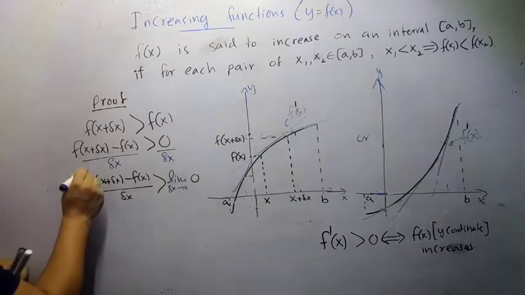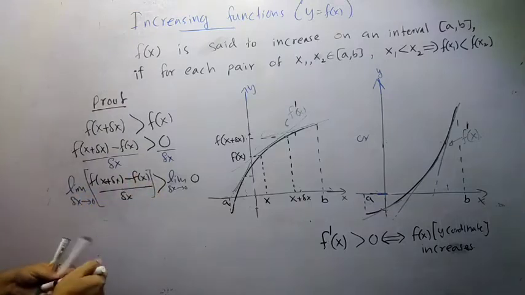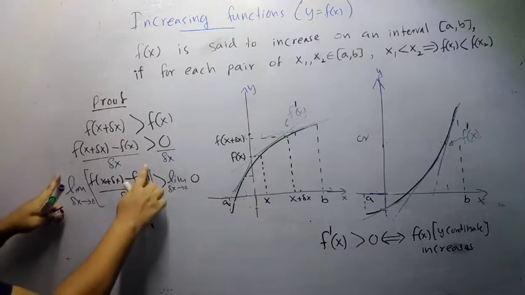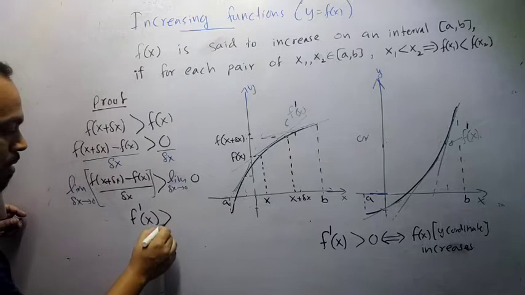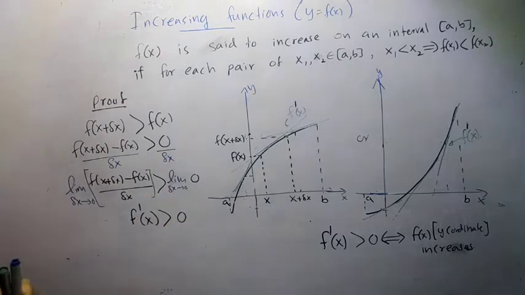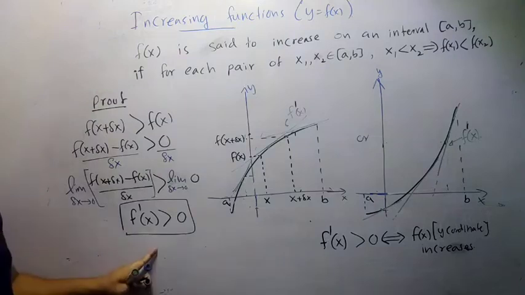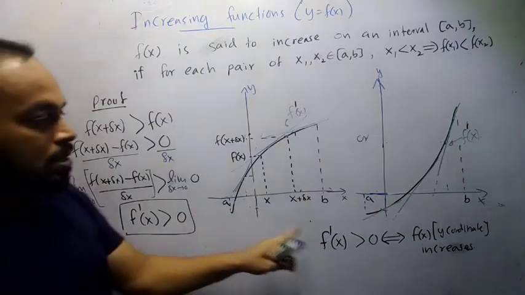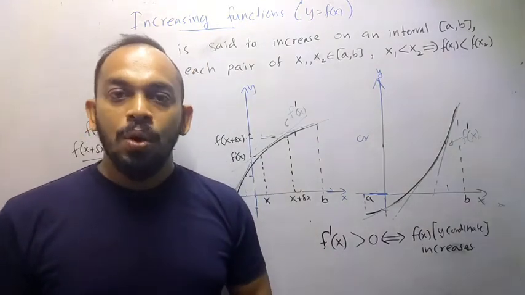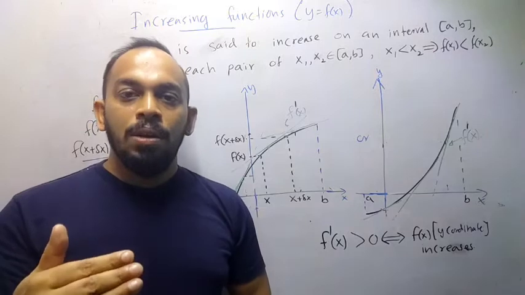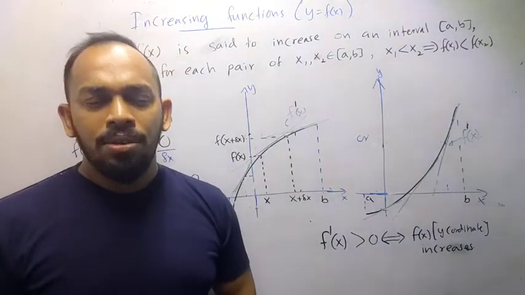And what does this mean? This is the definition of the differential coefficient. So this whole thing is defined as f dash of x. If you can't remember this, please go through the notes. So what does that imply? That means if the function is increasing, f dash of x, the derivative of the function, must be positive. Or if the derivative of the function is positive, that implies the function is increasing on that interval.